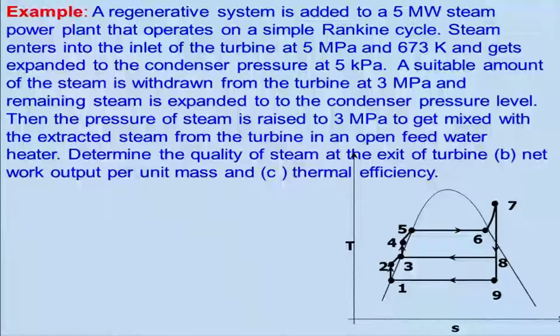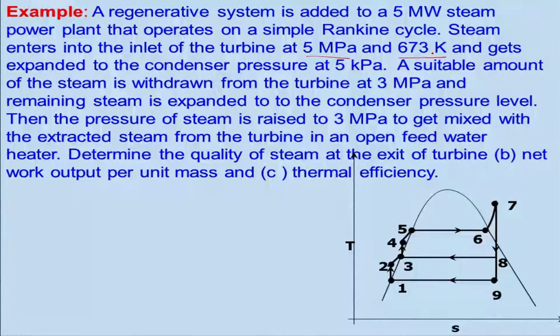And this example is related to a regenerative system, which is added to a 5 megawatt steam power plant, and it operates on a simple ideal Rankine cycle, and steam enters the inlet of the turbine at 5 megapascals. This is 5 megapascal and 673 Kelvin.